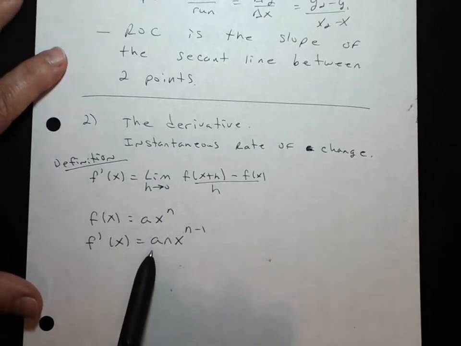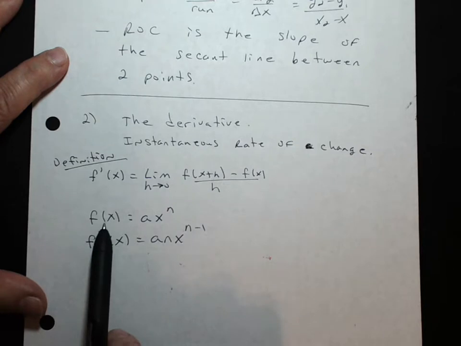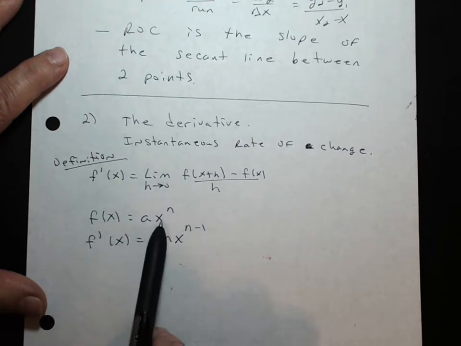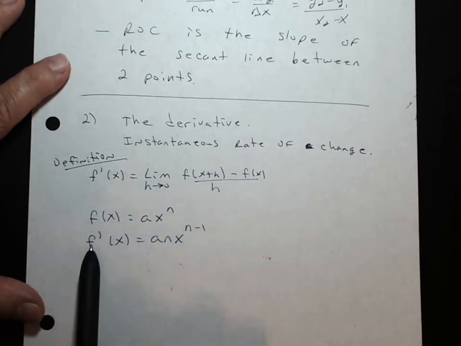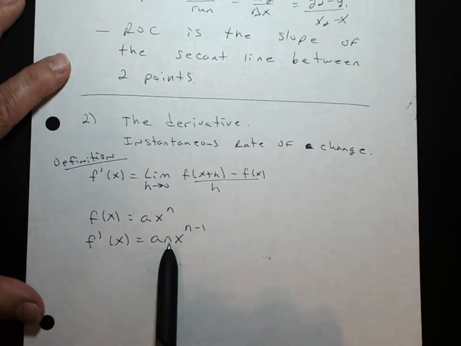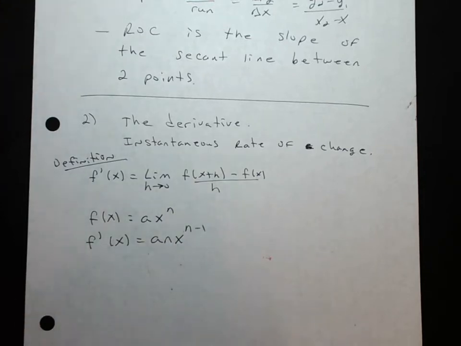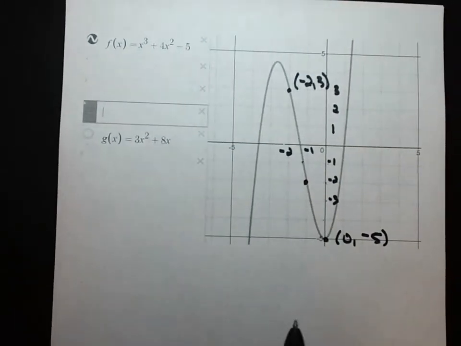And then want to just remember our power rule. If f of x is equal to a times x to the n, then the derivative f prime of x is equal to a n times x to the n minus 1. Okay.